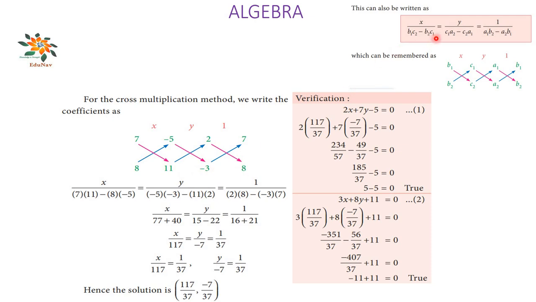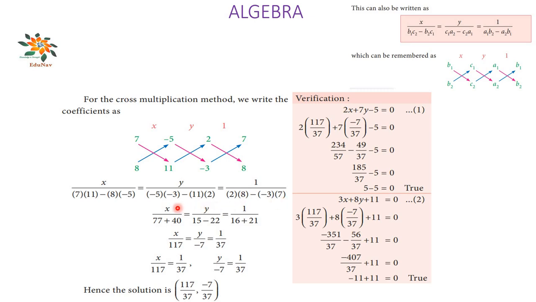Next we are going to make use of this formula: x by (b1 c2 - b2 c1) equals y divided by (c1 a2 - c2 a1), that's equal to 1 divided by (a1 b2 - a2 b1). So correspondingly I have x divided by (7 into 11 - 8 into -5), that's equal to y divided by (-5 into -3 - 11 into 2), that's equal to 1 divided by (2 into 8 - (-3) into 7).